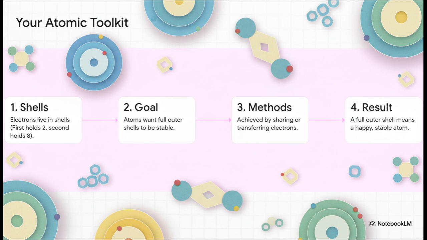Number 1, electrons live in shells, and those magic numbers are 2 for the first one, 8 for the second. 2, the ultimate goal for pretty much every atom is to get a full outer shell so it can be stable. 3, they get there by either sharing or trading electrons. And 4, the result is a happy, stable atom. That's it. That's the entire instruction manual for building the universe.